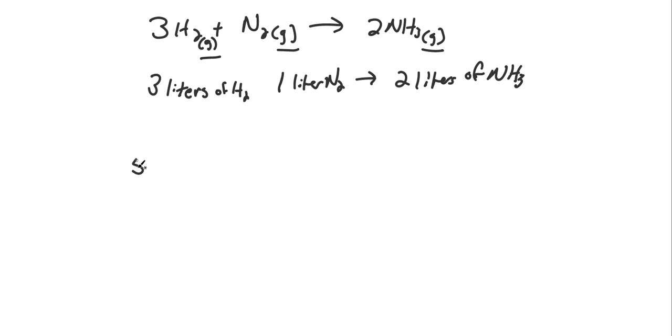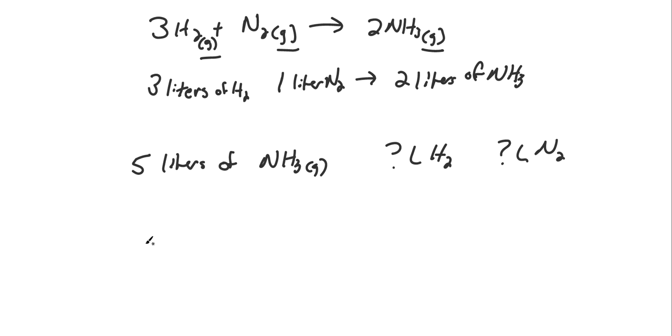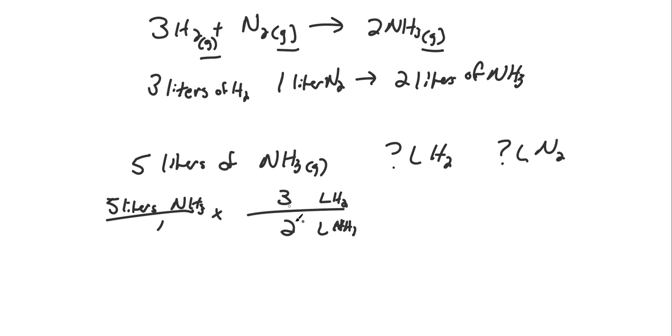So let's say we wanted to create 5 liters of ammonia gas using the above equation. How many liters of hydrogen and how many liters of nitrogen would we need? Both gases. So start with what we know. We got 5 liters NH3 over 1 times. Now let's start with our hydrogen. We want to get rid of liters NH3, and we want to get liters of hydrogen gas. We know that 2 liters of NH3 are produced from 3 liters of hydrogen gas. So multiply 5 times 3, 15, divide by 2, 7.5 liters of H2 gas would be required.